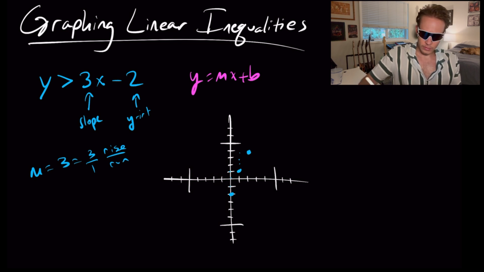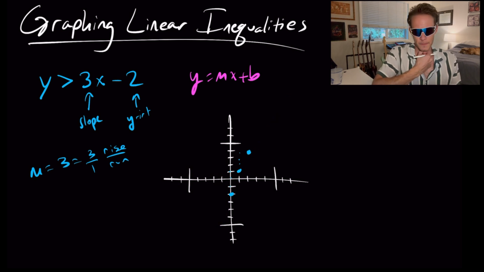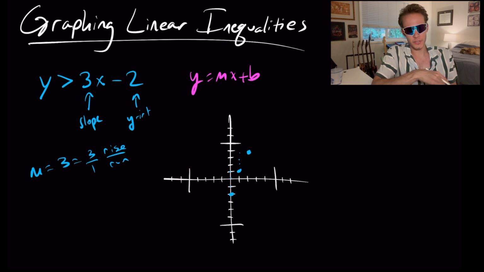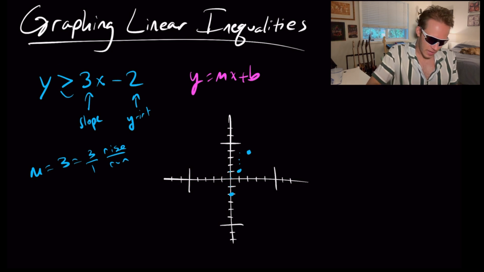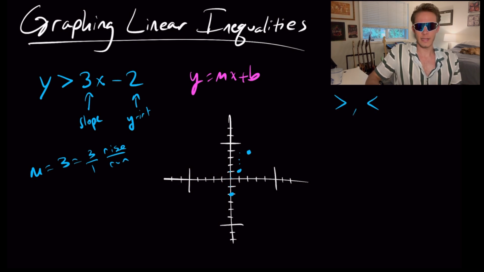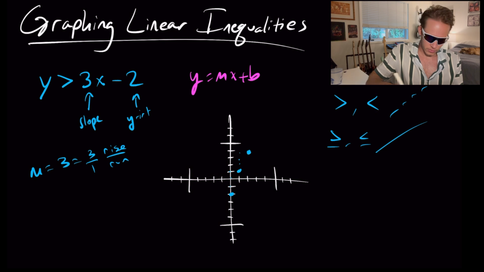So with linear equations, we would just connect the dots and have our line and be done with it. And we're pretty much going to do that here. Just a couple of things you want to keep in mind. If you see a greater than sign or a less than sign, your line is going to be dashed. If you see a greater than or equal to or a less than or equal to sign, your line is going to be solid. So here we have just a greater than symbol, so this line is going to be dotted.